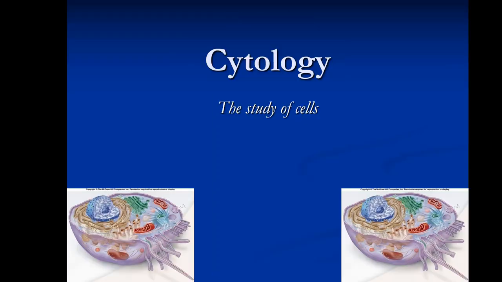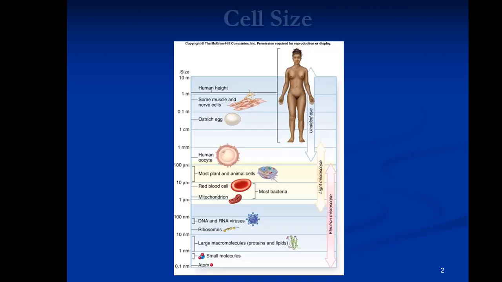So this lecture is going to be all about cells. The study of cells is called cytology, so cyto meaning cell. For starters, we'll talk about how big cells are. And these are microscopic structures, so this would fall under the umbrella of microscopic anatomy.